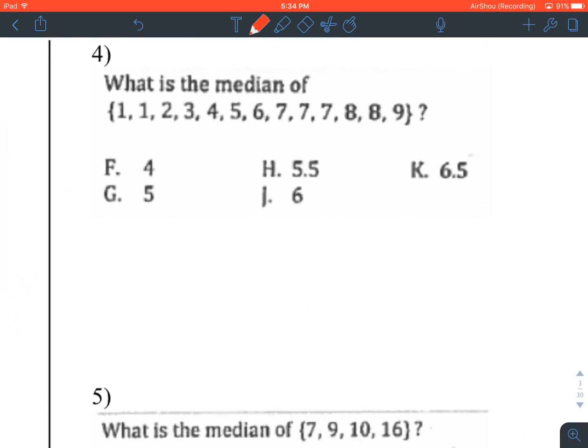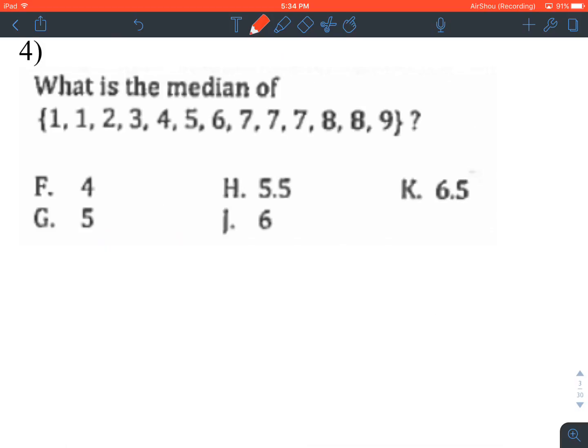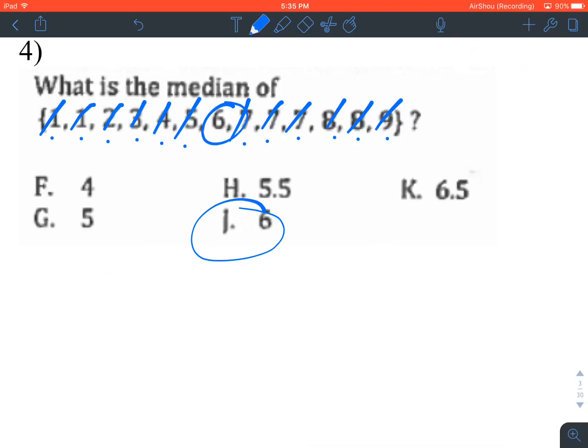Well, this is just a straight median. What is the median of these numbers? First, make sure that they're in ascending order, which they are. Then you have to find the middle. A quick way to find the middle is just to mark off from both ends until you get to the center. I think I marked those off correctly. 1, 2, 3, 4, 5, 6. 1, 2, 3, 4, 5, 6. So the center number is a 6.